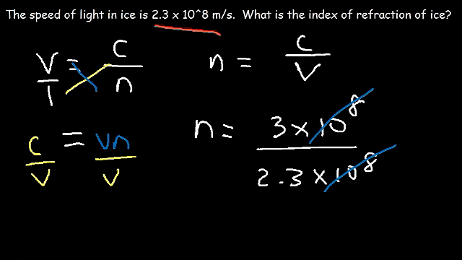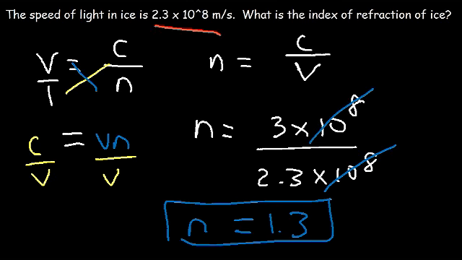So all we need to figure out is the value of 3 divided by 2.3. And so it's about 1.3. So that's the index of refraction for ice. As you can see, it's very similar to water, which is 1.33.